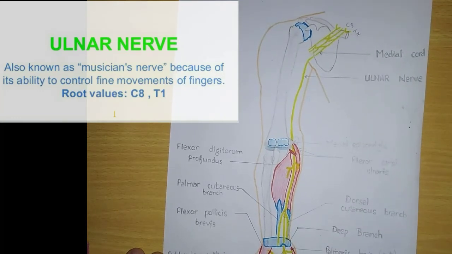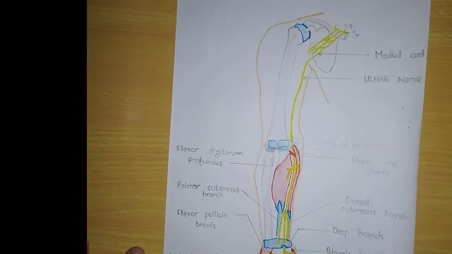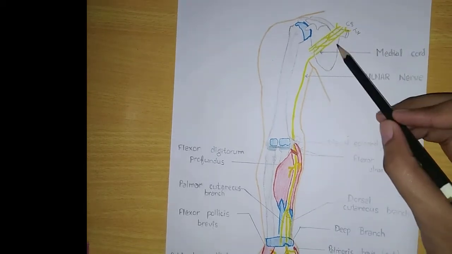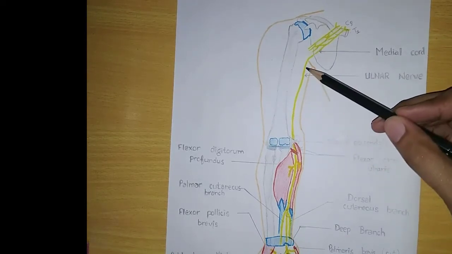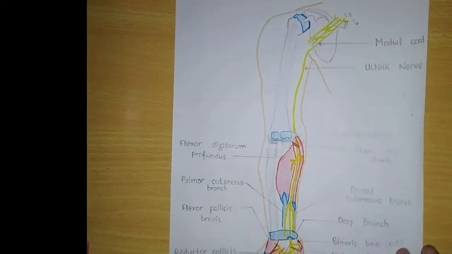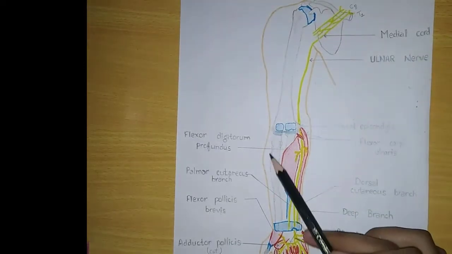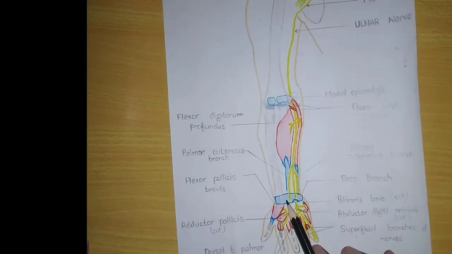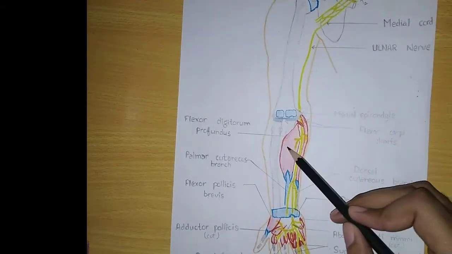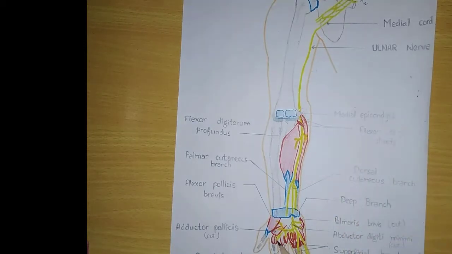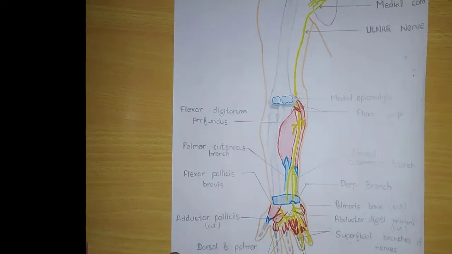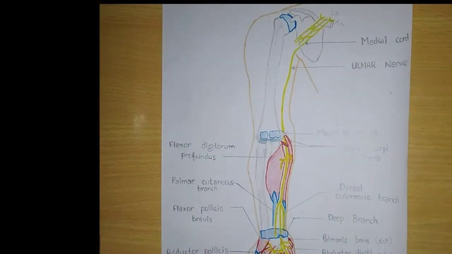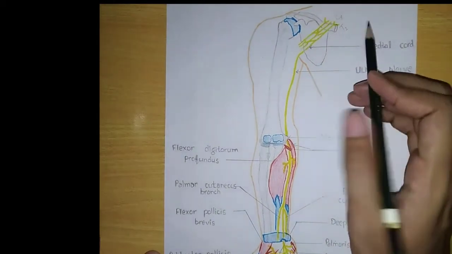ulnar nerve. Here this diagram represents the anterior view of right upper extremity, and that yellow shade represents the course of ulnar nerve, and that one is brachial plexus, and that blue shade represents the articular surfaces, tendons, flexor retinaculum or ligaments, and this red shape represents the belly of muscles. In this video we will discuss about the course, relations and the branches of ulnar nerve.